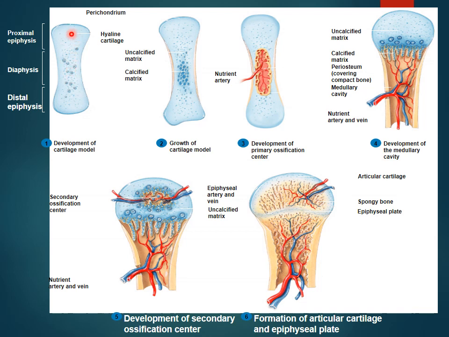developed from mesenchymal tissue. You can see this is the diaphysis and there are the two ends which are the proximal and distal epiphysis. So this is the hyaline cartilage, and then in the center, in the middle of the shaft of the long bone, that is the diaphysis, the primary ossification center appears, and also there is the nutrient artery which enters at this primary ossification center of the long bone.